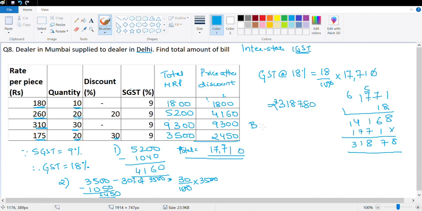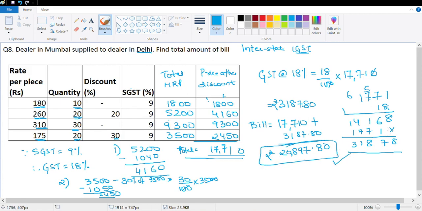Again, bill amount would be equal to cost of product, which is 17,710 plus the GST, in this case 3187.80. This works out to 20,897.80. That's the final amount of the bill. Again, a very simple question, except that there were a lot of calculations in there.